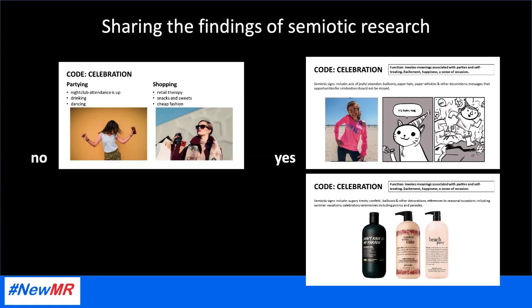What you've got over there on the right are two examples of charts which show how to discuss a code of celebration that uses a more functional approach. And you can copy this template, go ahead and steal it. You'll notice that little box there up to the right that says function. That's the first thing that goes in at the top of your chart. What is this code for? What is it achieving? What's it doing for the consumer? And then directly under that, you can list your individual semiotic signs that you found in your data set, which could be words or images or things like packaging materials.